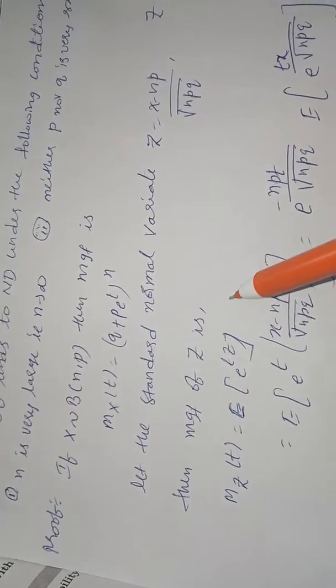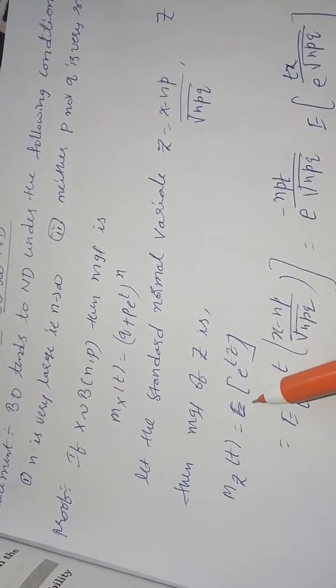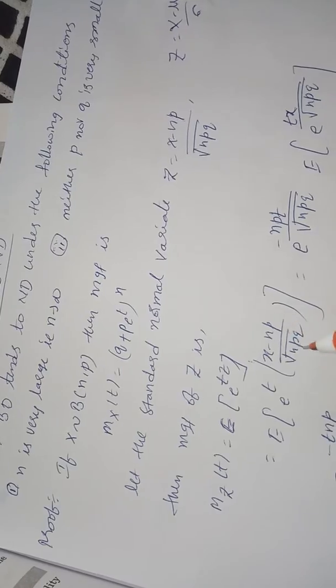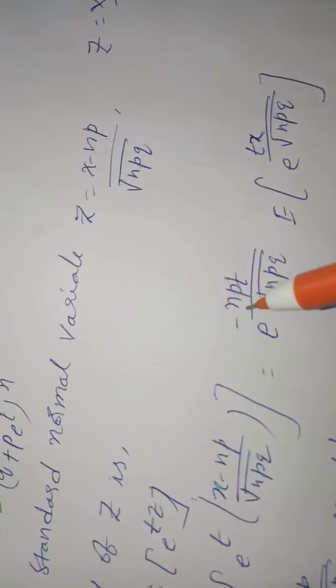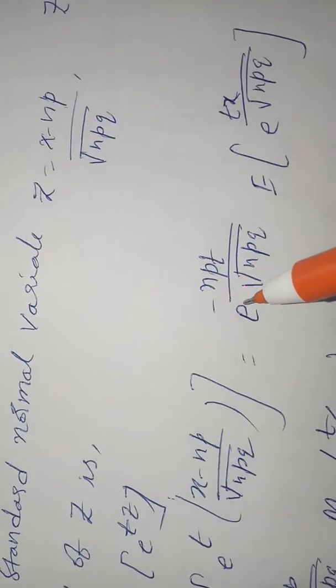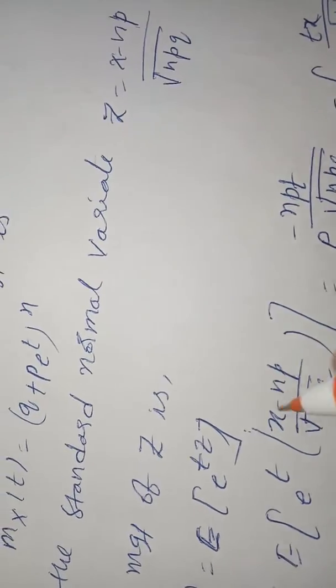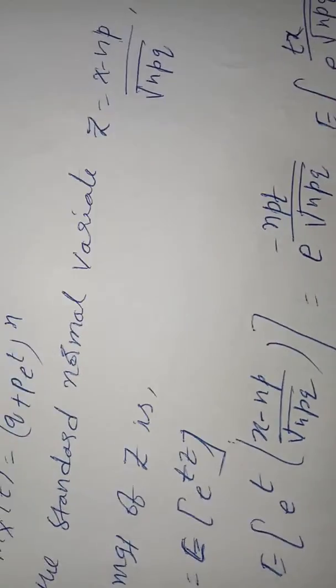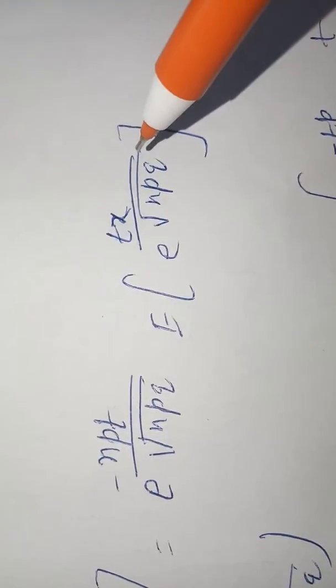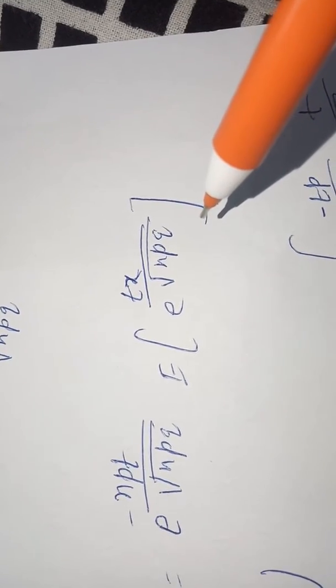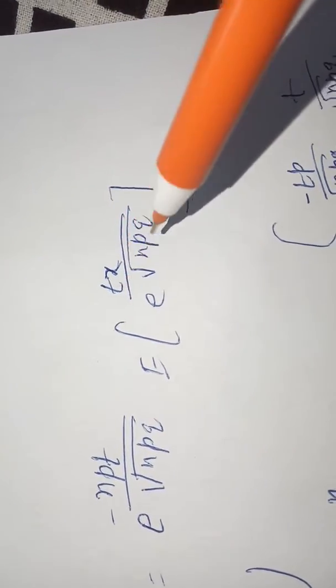Then the moment generating function of z is M_z(t) equals expectation of e^(tz). But we consider z as (x minus np) by root npq, so wherever z appears, we substitute (x minus np) by root npq. Here the constants are n, p, t, so we take outside e^(-npt/root npq), and the leftover is e^(tx/root npq). So I am writing expectation of e^(tx/root npq). It is in the form of expectation of e^(tx), which we can write as M_x(t), but in the place of t you have t by root npq.